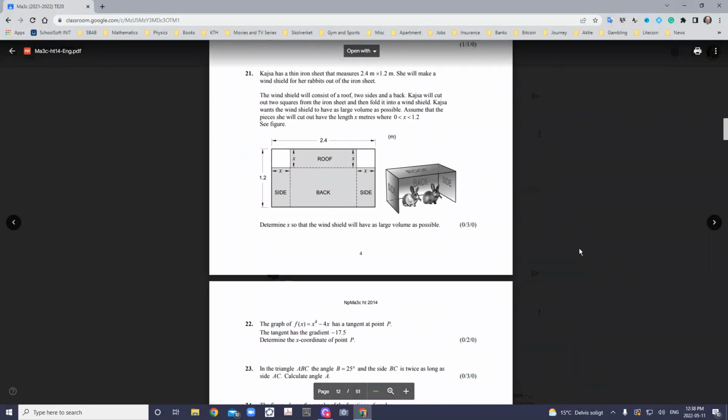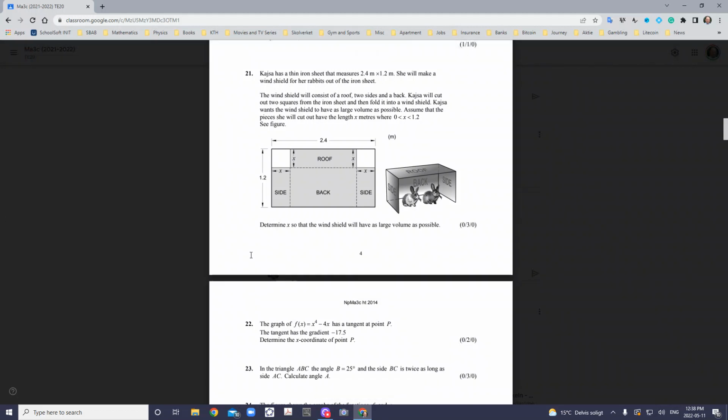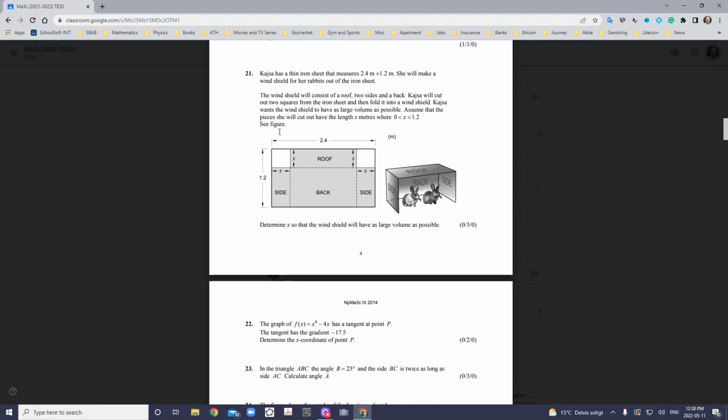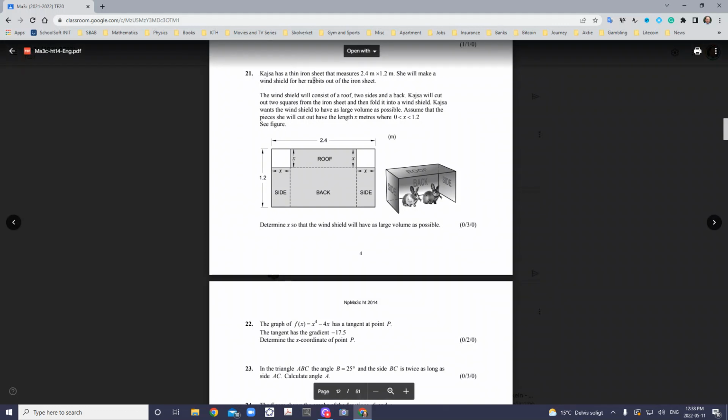Okay, so what about question number 21? This is the national exam, 2014. So Kaisa, if I can pronounce her name, Kaisa has a thin iron sheet that measures 2.4 meters by 1.2 meters. She will make a wind shield for her rabbits out of the iron sheet, yes? And then you see the picture, everything is there, okay?